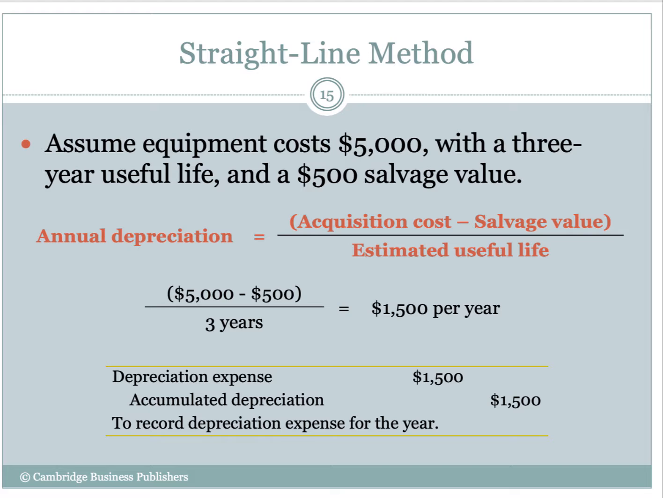How do I journal that? What's the journal entry I do? This should be a review, because this is the same journal entry that we did back in chapter 3, I believe, when we did our adjusting entries. So we're going to debit depreciation expense for $1,500. We're going to credit accumulated depreciation for $1,500. And this is to record the depreciation expense for the year.